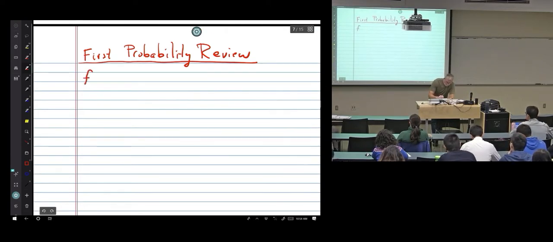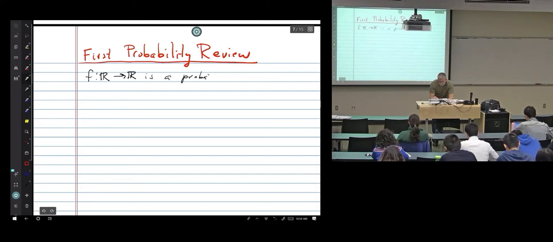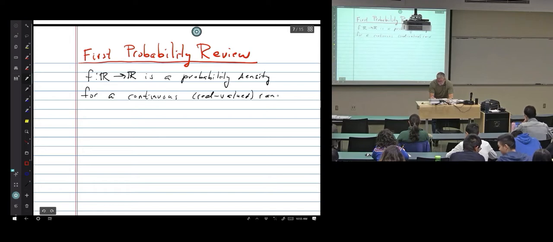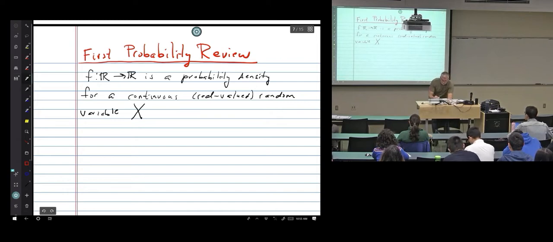I want to define a probability density. Okay, so f takes R to R is a probability density for a continuous real valued random variable, which we'll denote by capital X, if three things hold.